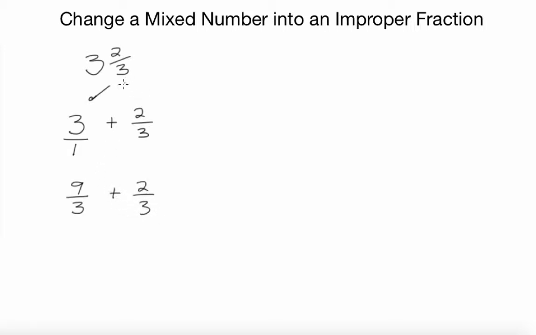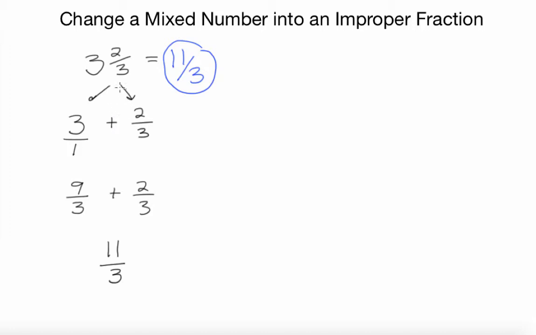And so I've rewritten my whole problem. Instead of 3 and 2/3, I could think of it as 9/3 plus 2/3. When we're adding, as long as I have the same denominator, it works. The reason I moved 3 over 1 into 9/3 was because now I have the same denominator. 9/3 plus 2 more thirds is going to give you 11/3. And there we go. 3 and 2/3 is the same as 11/3. That's an improper fraction right there.